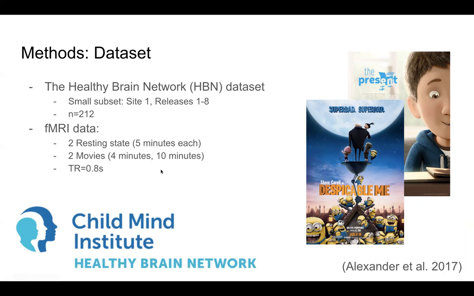And in particular, for the purposes of this talk, we're just looking at a small subset from site 1, and it's about 200 subjects, half of which are typically developing controls, and the other half are individuals with autism. And we're working with the fMRI data, specifically two 5-minute resting state scans and two movies. One, The Present, which is 4 minutes, and a 10-minute excerpt of Despicable Me. And the TR here is 0.8 seconds. And if you want more details about these runs, definitely check out the paper by Alexander et al. 2017. It's a wonderful data set.